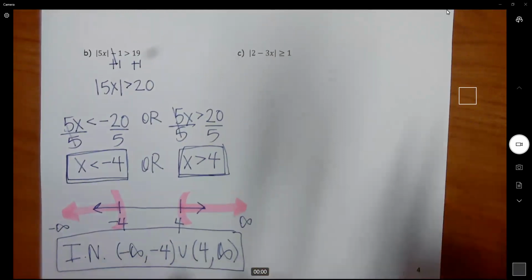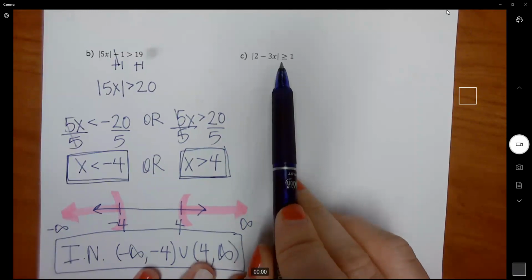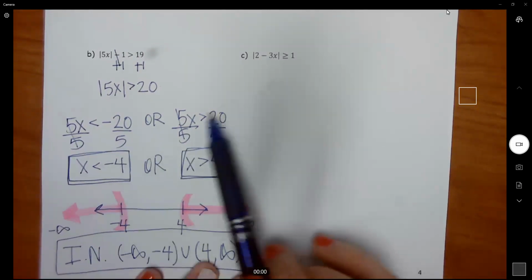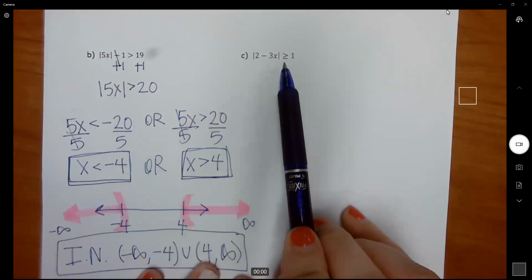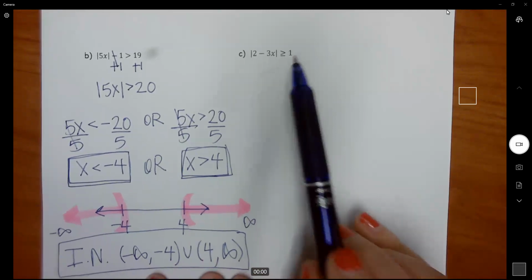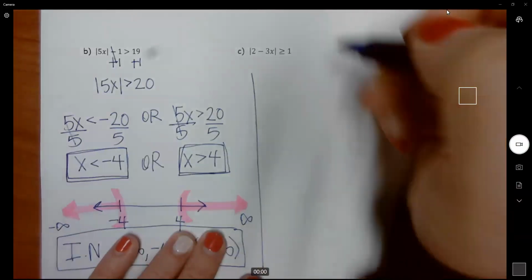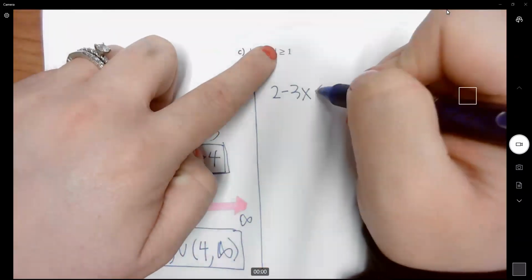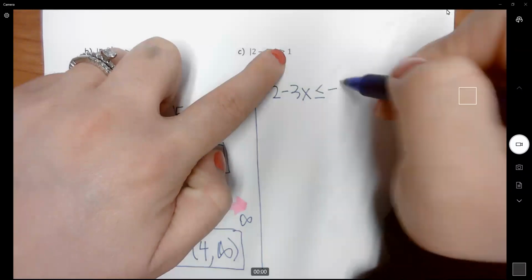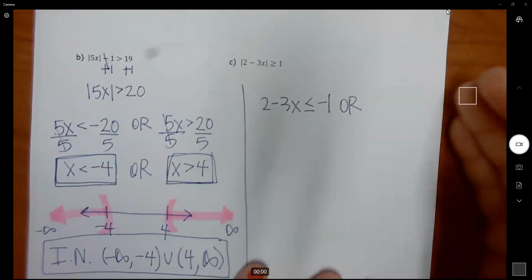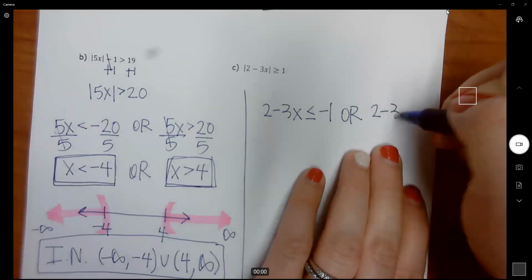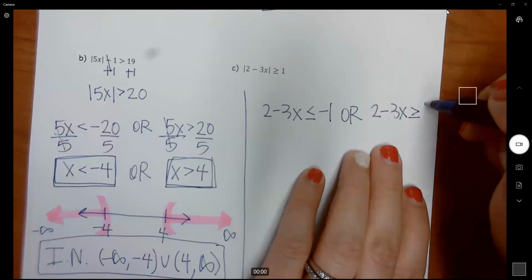Okay, our last example, my absolute value is already isolated for me. So I can go ahead and get my two equations. I know I'm going to have two equations here because this is greater than or equal to. And so I'm going to have my two sections. So the first one is 2 minus 3x. I'm going to flip this sign, and this one's going to become a -1. Or it's going to look just like this without the bars. 2 minus 3x is greater than or equal to 1.